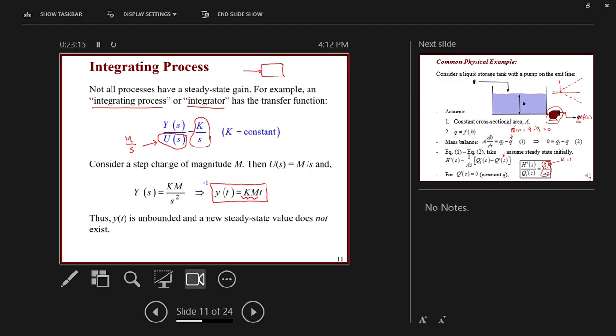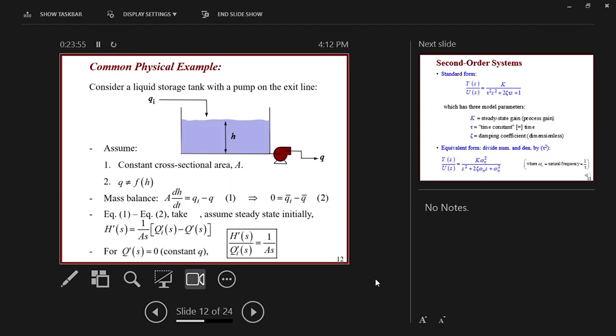And now we have an input. Let's say that we have a step change input. The output, this is u, and this is the process transfer function. The output of the process will be having a kind of ramp form with a slope of km. This slope is km. So this is y of s.